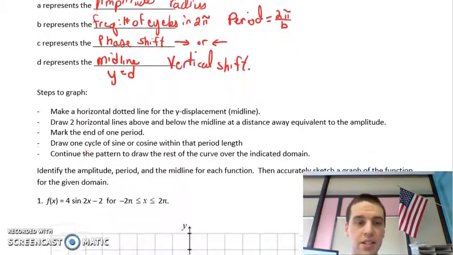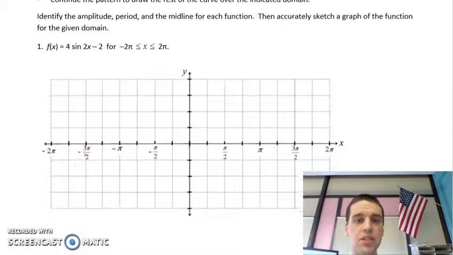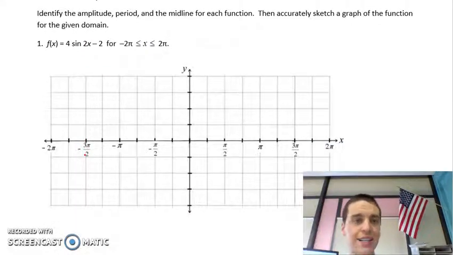You can pause it and read how to sketch a graph, but this is what we're going to look at here. We're going to identify the amplitude, period, and midline, and then we're going to accurately sketch the graph. I'm going to go over a few of these, and then you guys are going to do some more, and then we'll do some more in class and practice it. So 4 sine of 2x minus 2 over the interval of negative 2 pi to 2 pi. Just on this graph, we're going to actually figure out how to sketch it.